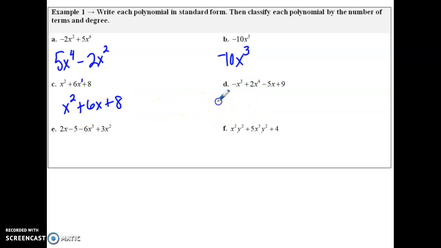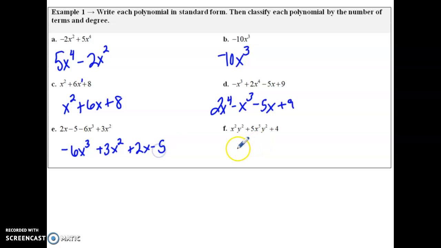For D, biggest exponent is 4, so I'm going to put 2x to the 4th first. Then 3 comes after that if we're decreasing. And then I don't have a squared, so I'm going to go just a 5x to the 1st power, and then 9. Okay, E, same thing. Biggest exponent is to the 3rd power, so negative 6x to the 3rd power. X squared comes next, so 3x squared. And then we have a 2x, and then we have a minus 5.